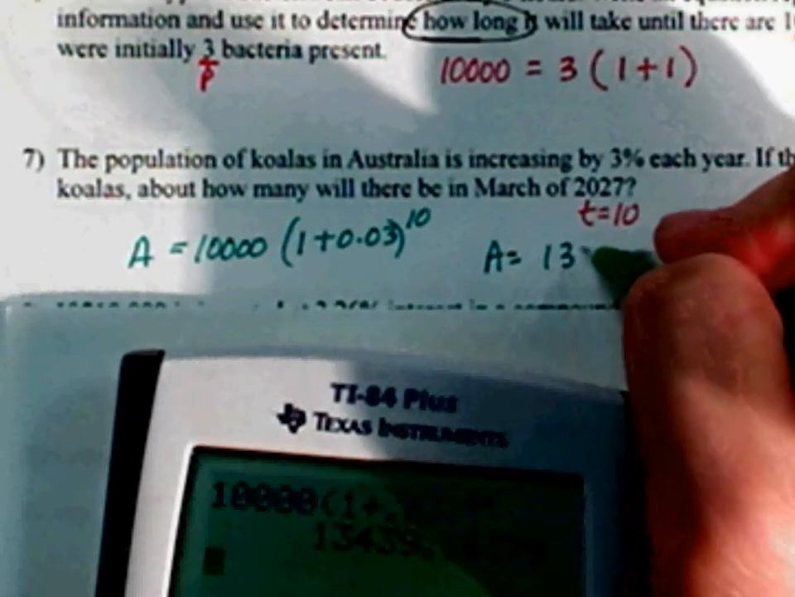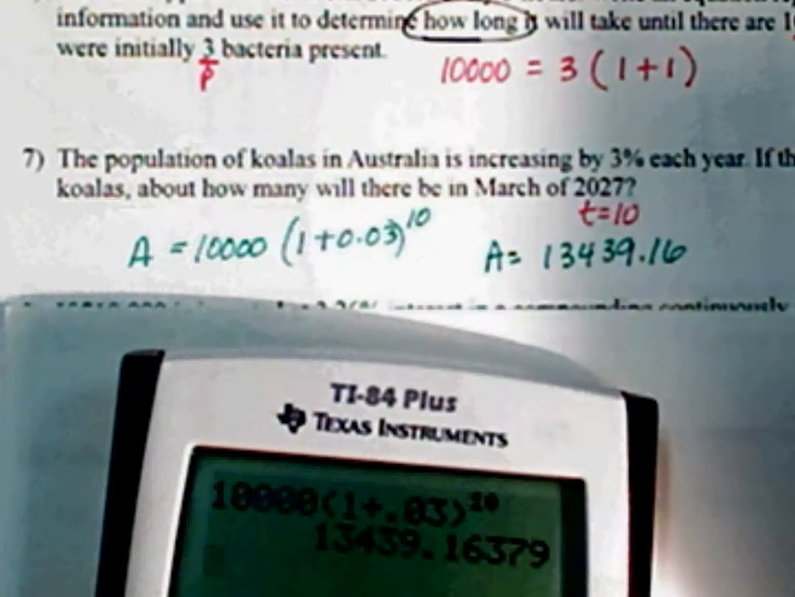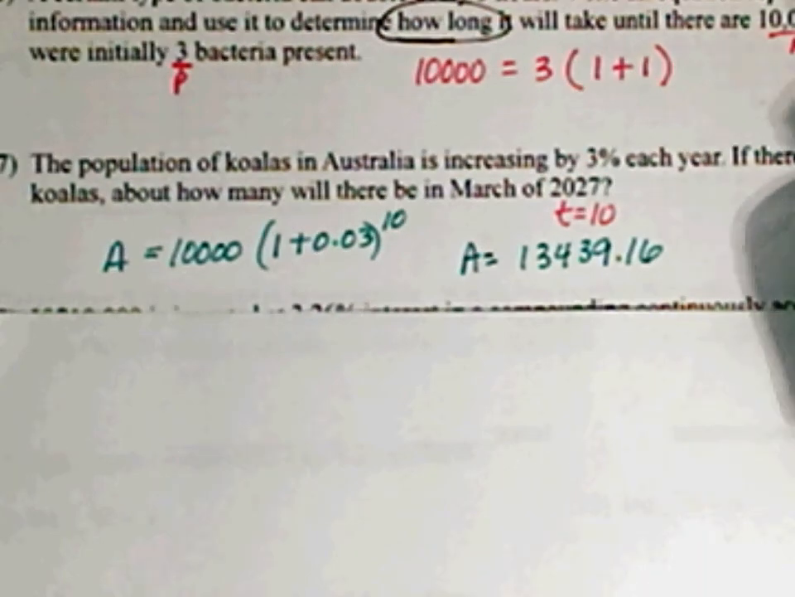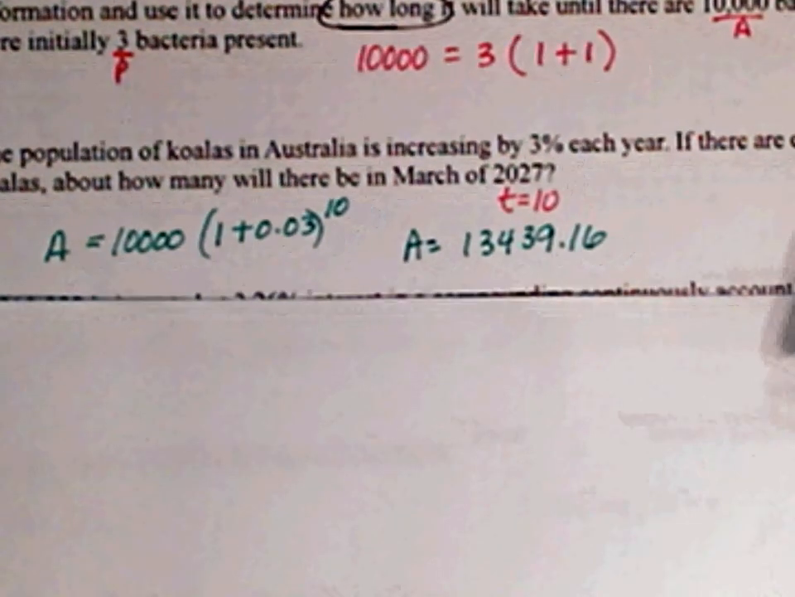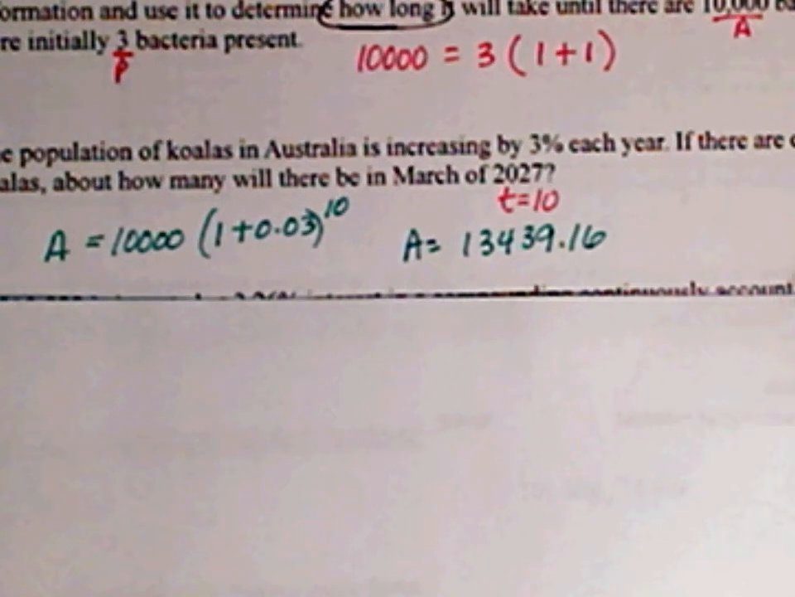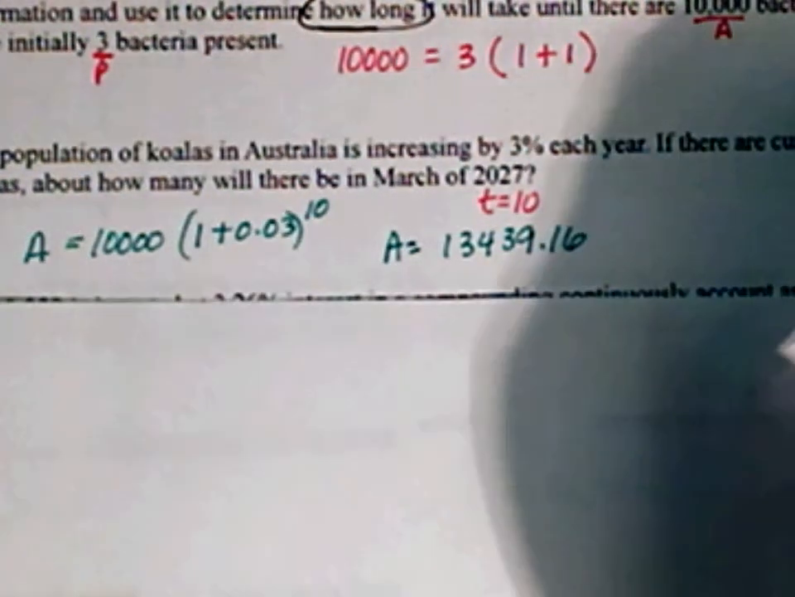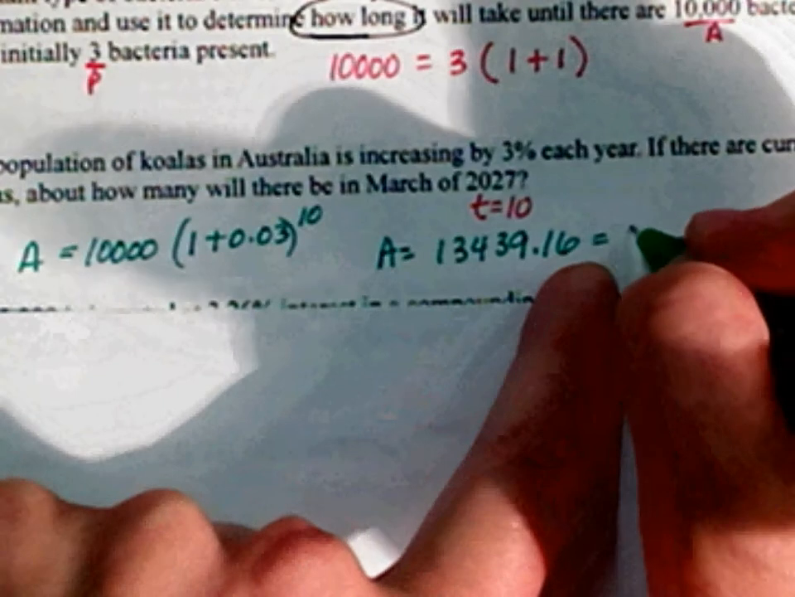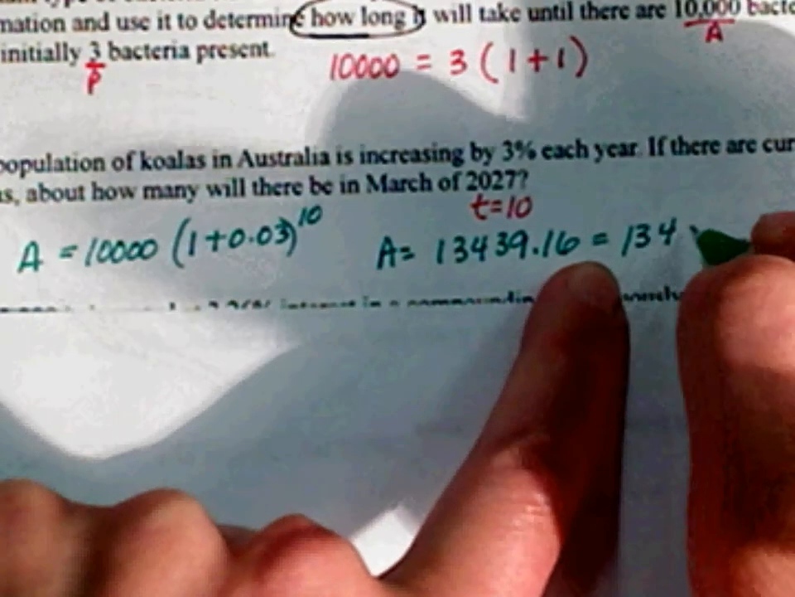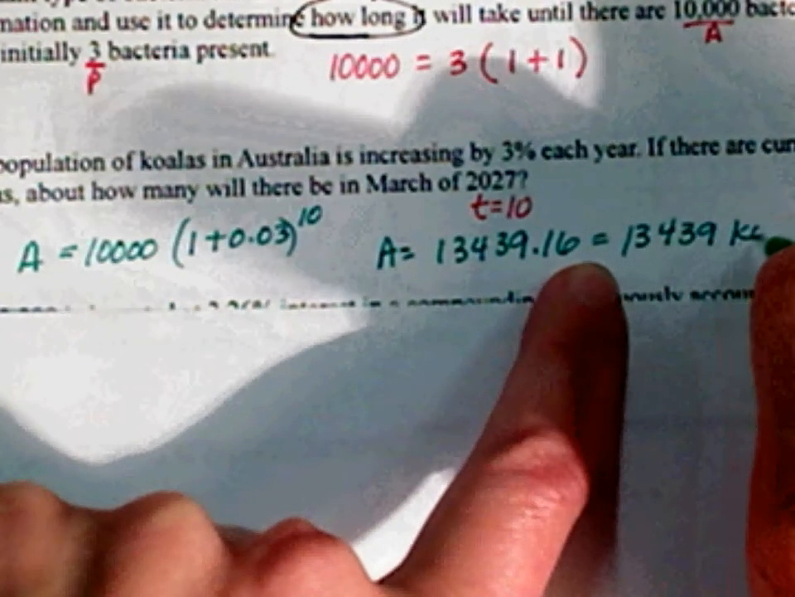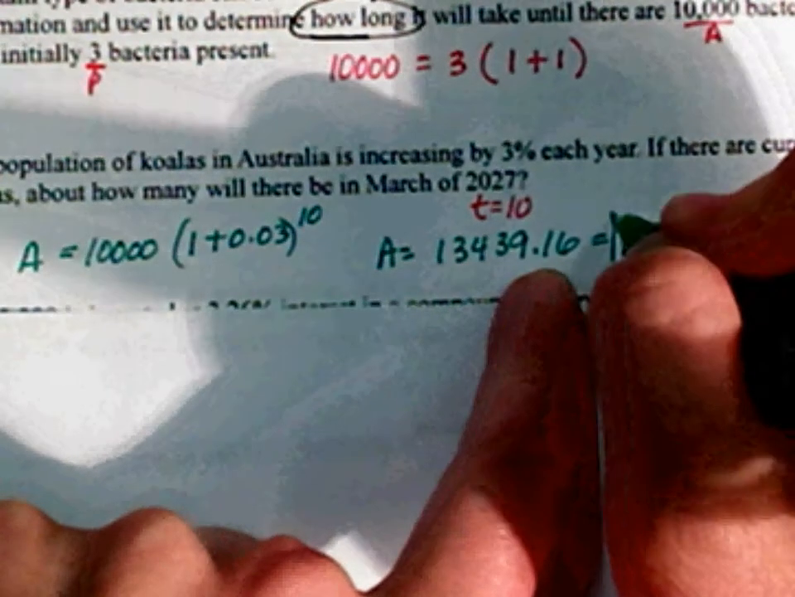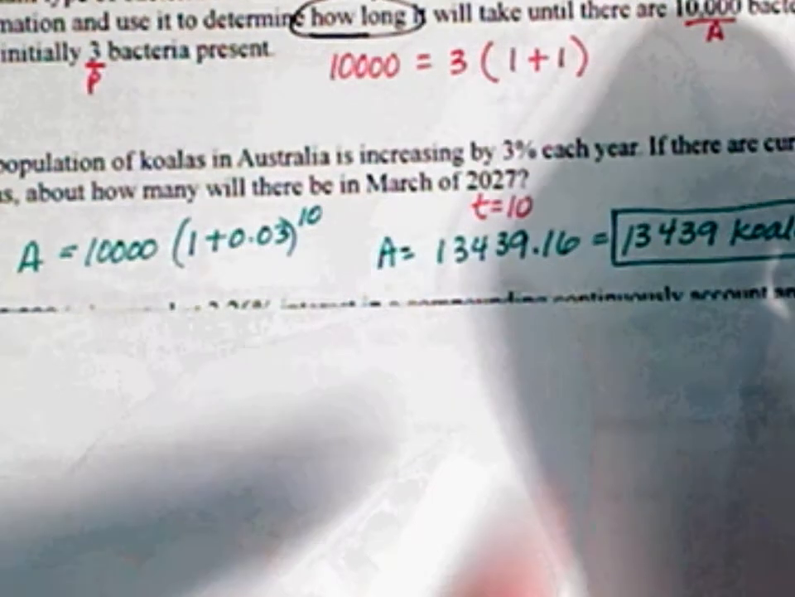13,439.16. Okay, everyone good? Is that a correct answer? Why not? You're not going to count a 0.16 koala bear, right? Okay, so we need to round it. How many koala bears are there? 13,439 koalas. Thank you, John. There you go. Yeah, just make sure you use your unit correctly.